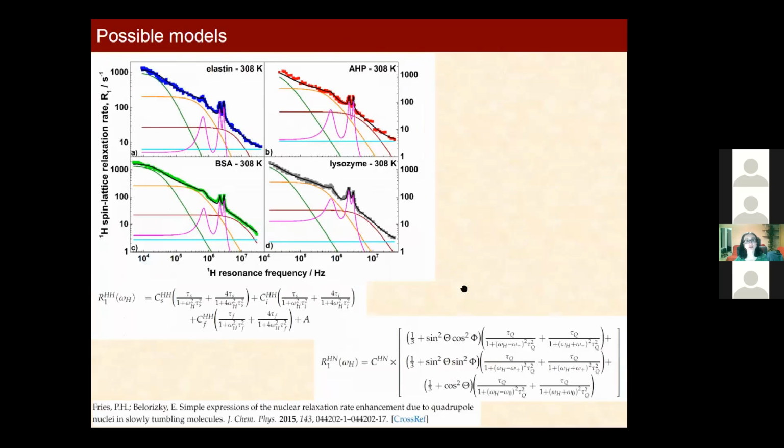Then one can interpret it, or maybe one should put it this way: whether one can, this is just a question. Well, there are a lot of models, as usual, for how to interpret NMR relaxation data.